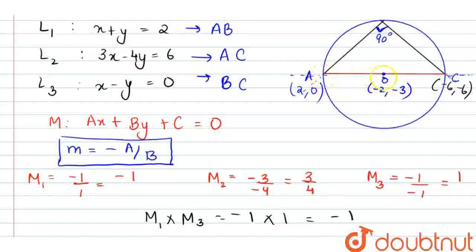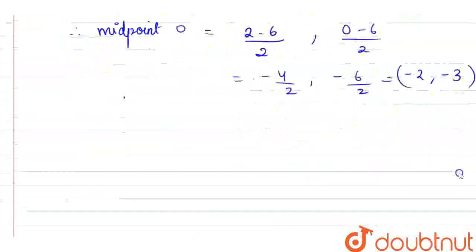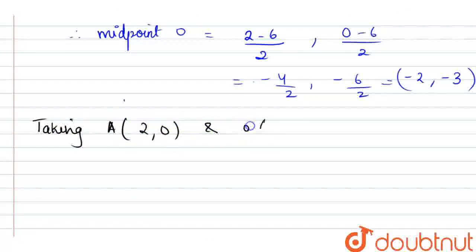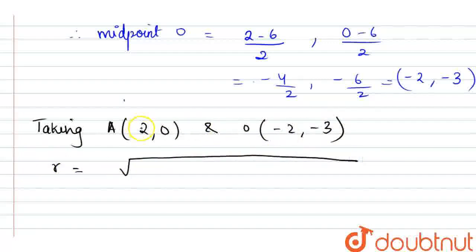Now we can take out the radius taking point A and point O. A coordinate is 2, 0 and O coordinate is -2, -3. We can apply the distance formula and calculate the radius, that is root of x1 minus x2 the whole square plus y1 minus y2 the whole square. So this is x1 and y1, and this is x2 and y2.